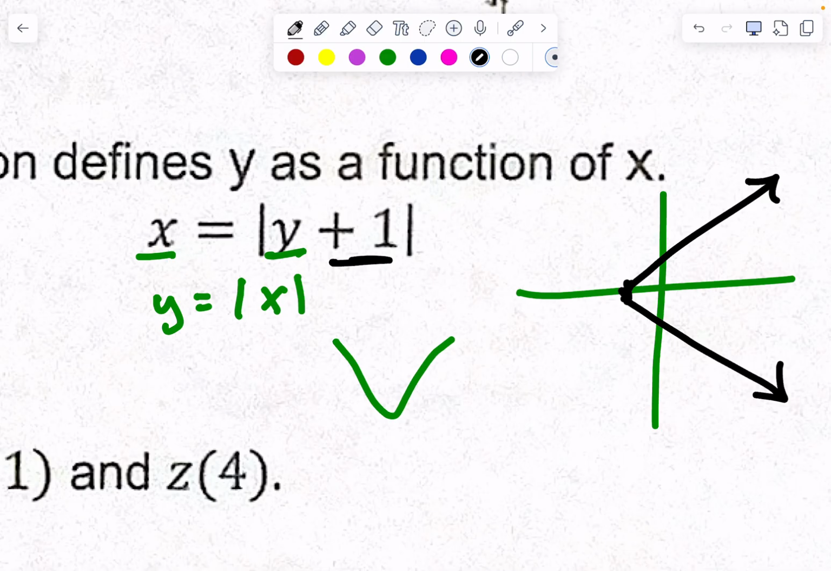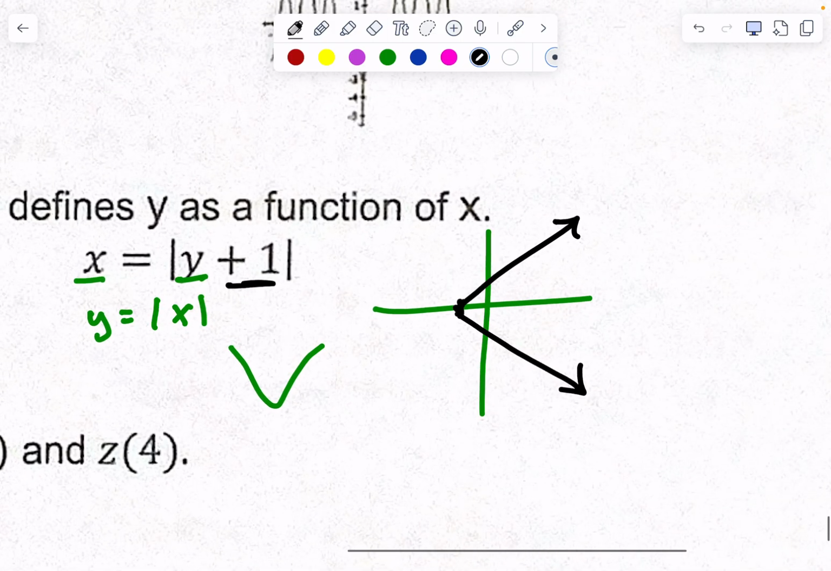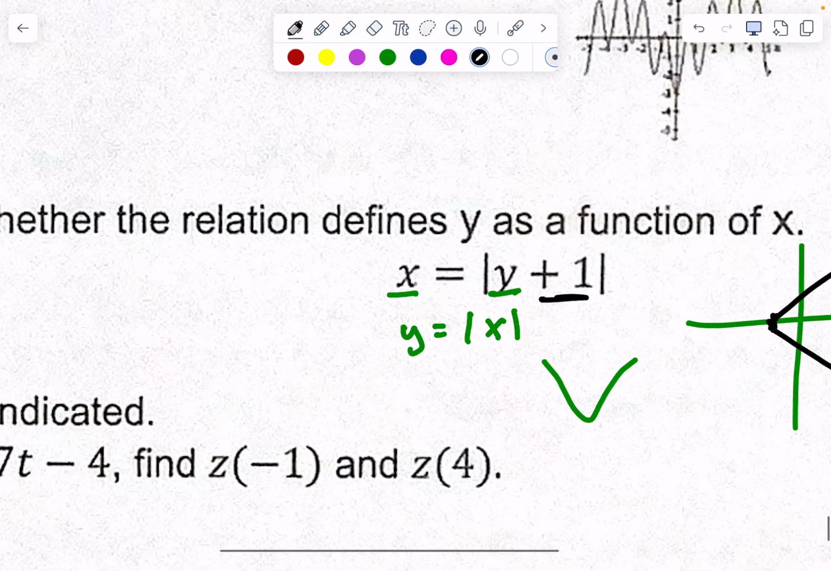You'd have to know that that was a thing. What's the answer? Is it a function or not a function? If it was negative, no, not a function.